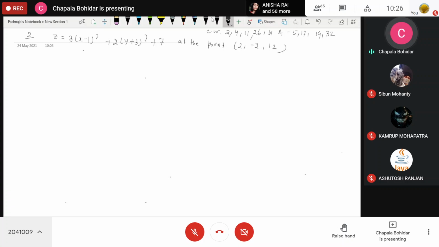What is the equation of the tangent plane? z minus z0 is equal to partial derivative of f with respect to x at the point x0, y0, is it not? Then x minus x0 plus partial derivative with respect to y at x0, y0, then y minus y0.